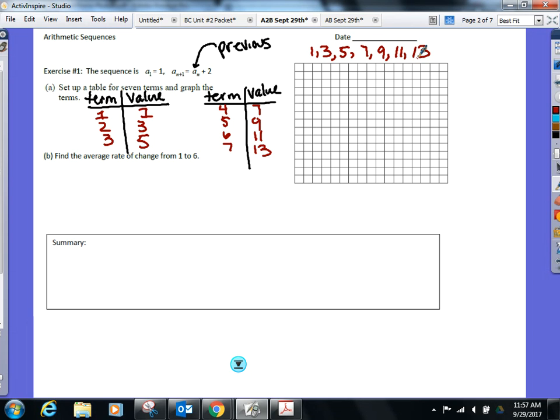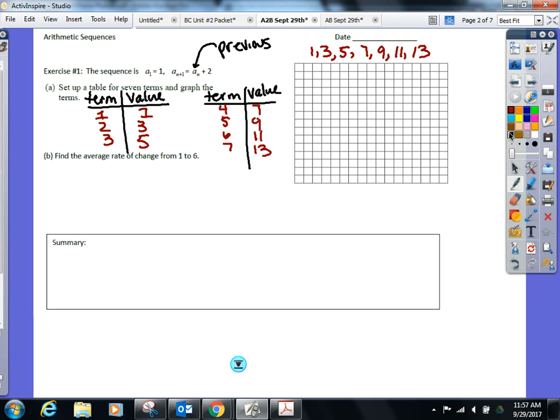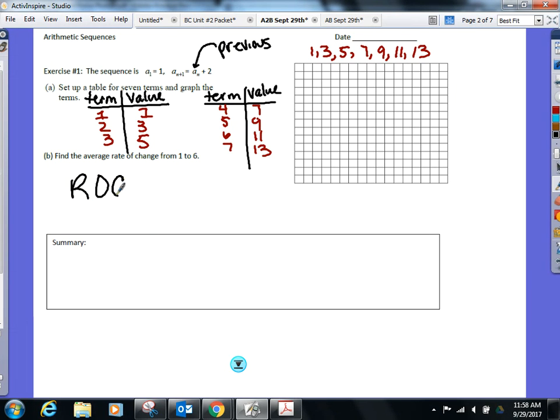Let's go to average rate. I'm going to hold off on the graphing for now. Find the average rate of change. Oh, a little review from last year. Rate of change, anybody? There you go. Rate of change. Is everyone all right if I abbreviate it? The ROC. Rate of change, if some of you are wondering about that.